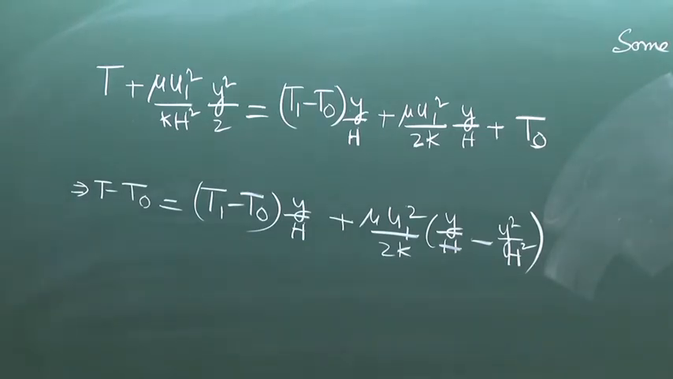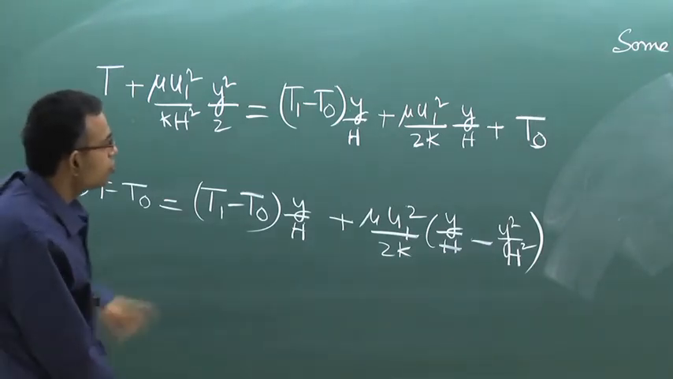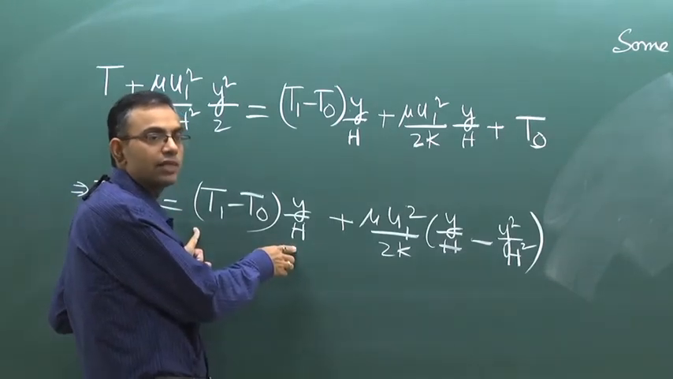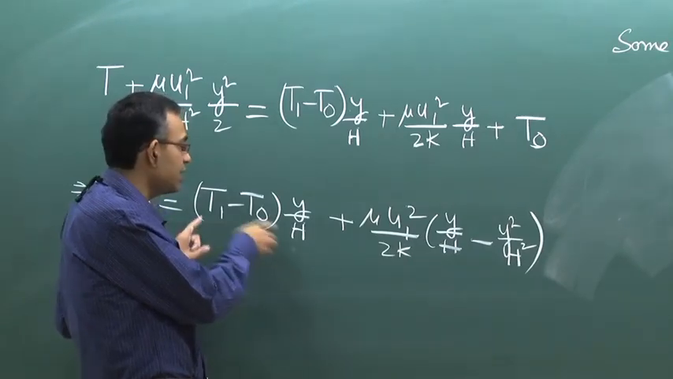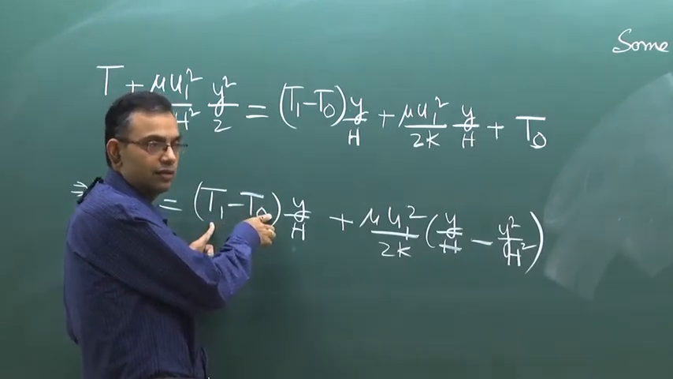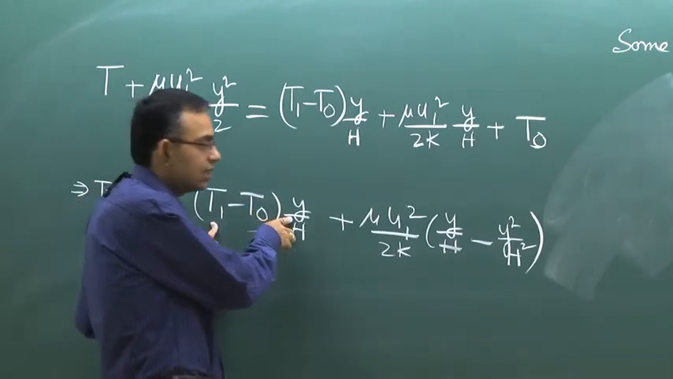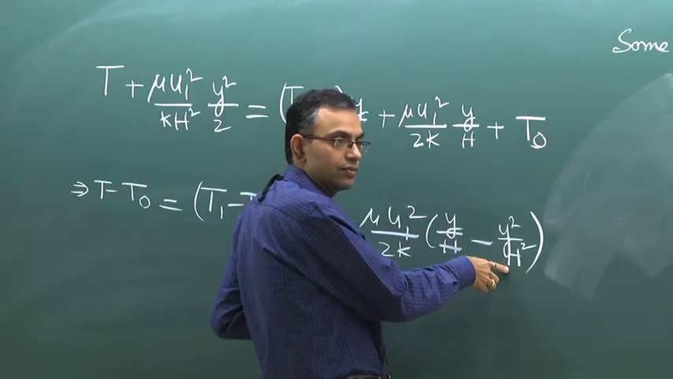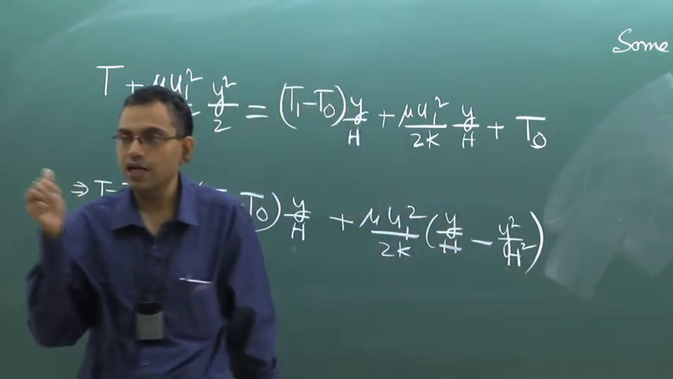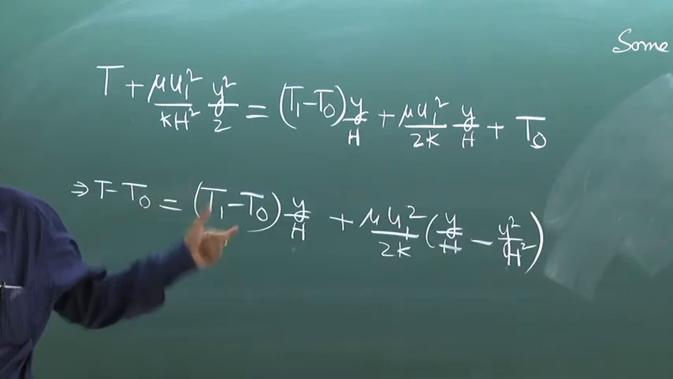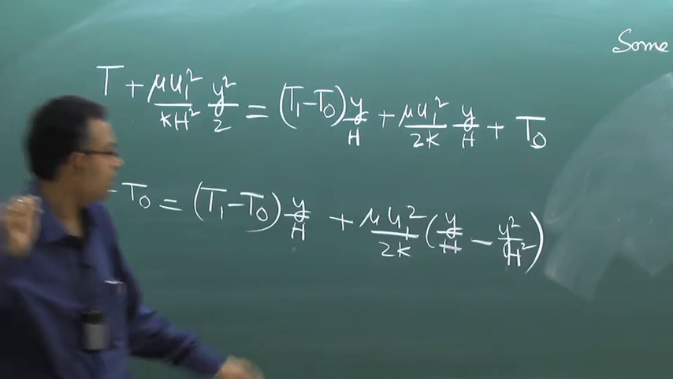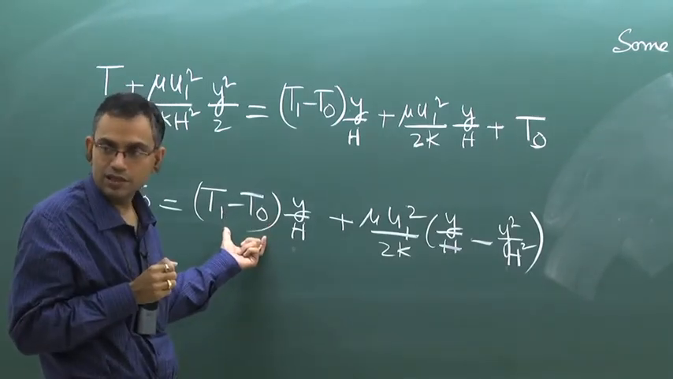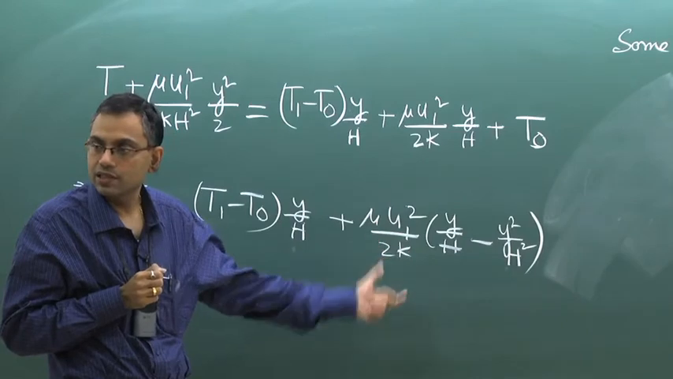So you can see that the temperature distribution is because of two components. This component is because of heat conduction. You can see this is a linear temperature profile. This is because of heat conduction and this is because of viscous dissipation. So the net change in temperature is due to a combination, and here a linear combination because the governing equation is linear, of heat transfer due to conduction plus heat transfer due to viscous dissipation.